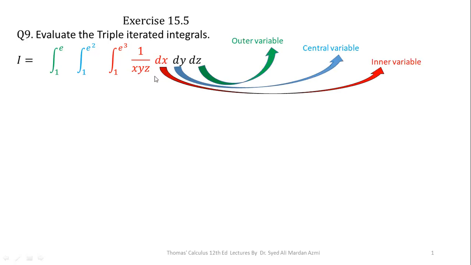We always start our process of integration from the most inner variable, and then on the outcome of integration of the inner variable, we apply rules of integration with respect to the central variable. And then on the outcome of that, we apply rules of integration on the outer variable. So we will start integrating with respect to x, then with respect to y, and then with respect to z, inner to outer.